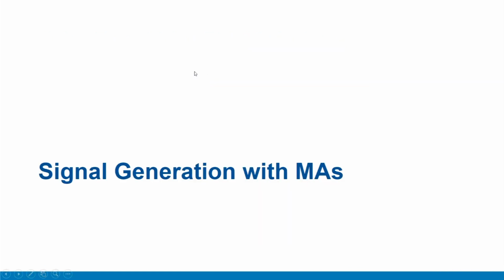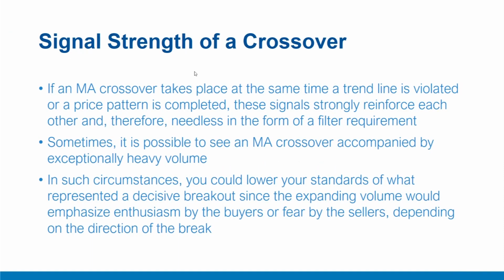Signal generation with moving averages. In this video, we'll examine the application of moving averages in identifying price trend reversals and signal generation. If a moving average crossover takes place at the same time a trend line is violated or a price pattern is completed, then these signals strongly reinforce each other and therefore need less in the form of a filter requirement.